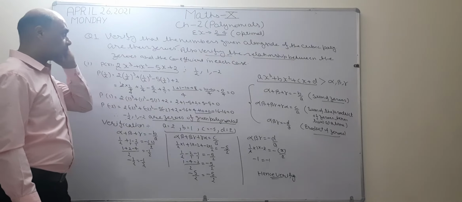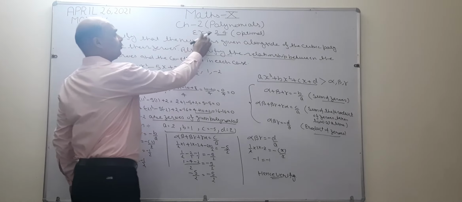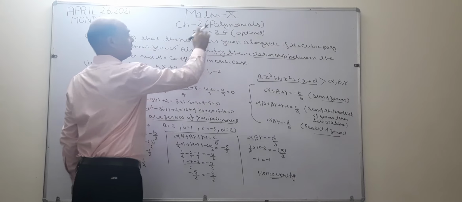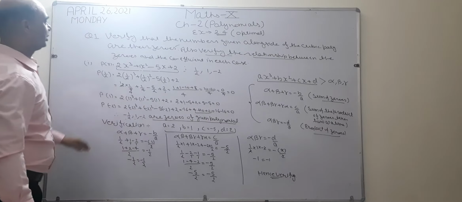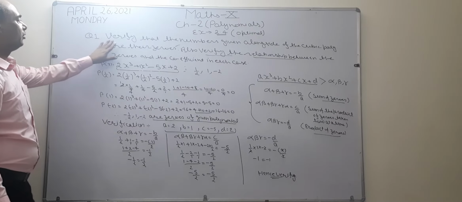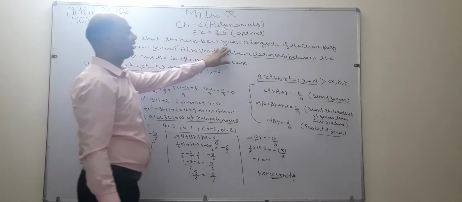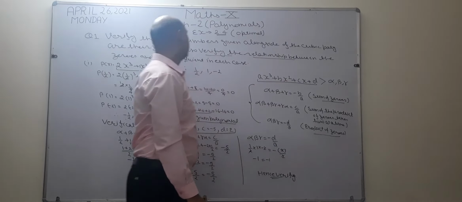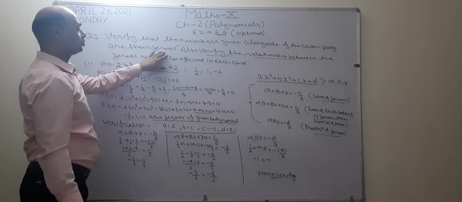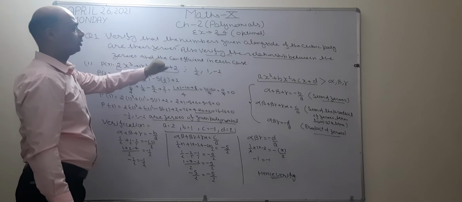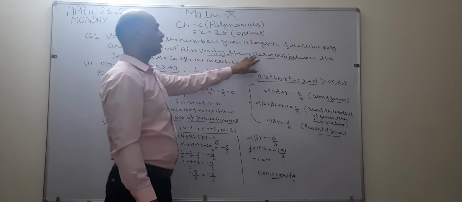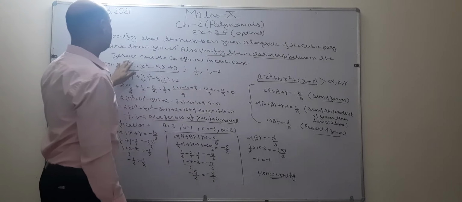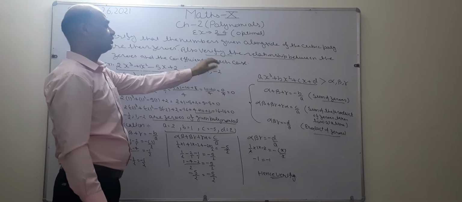Hello students, today we are going to start exercise 2.4, which is the optional exercise of the second chapter, Polynomials. Now see, what is the first question? Verify that the numbers given along with the cubic polynomial are the zeros. This is the first part of this question. After that, also verify the relationship between the zeros and the coefficients in each case.